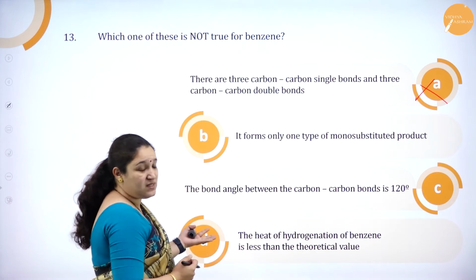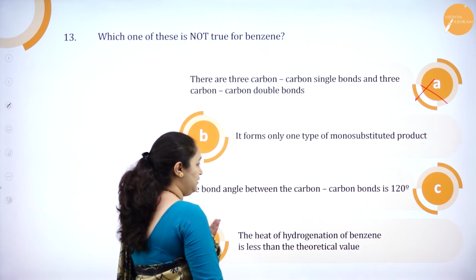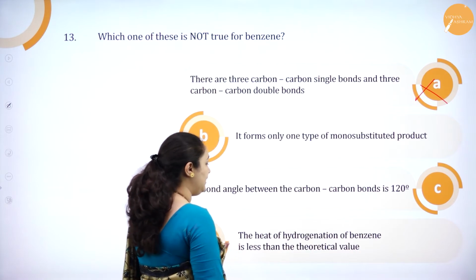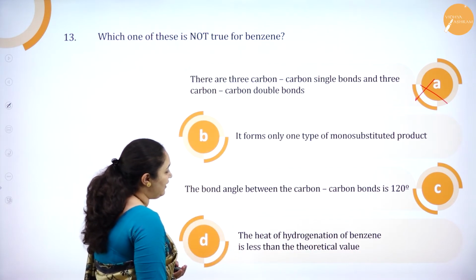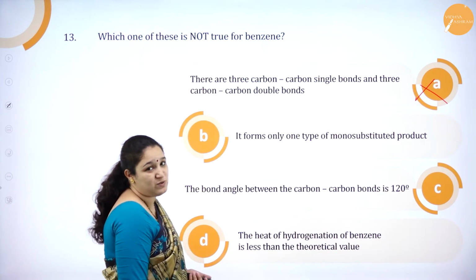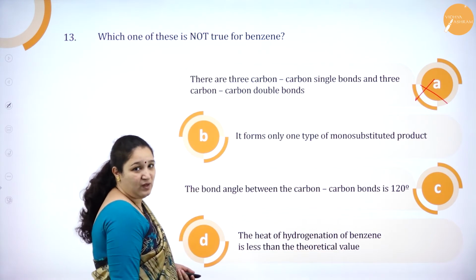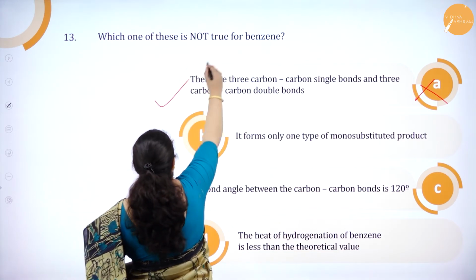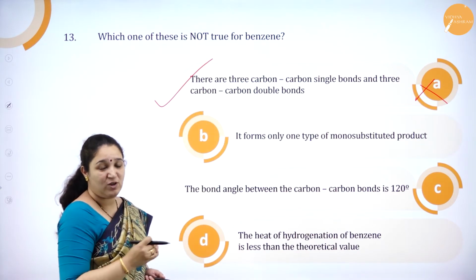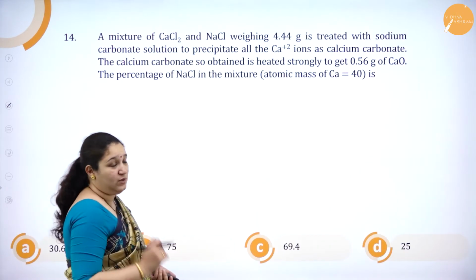We'll see whether the others are right. Option B, it forms only one type of monosubstituted product. It's right. The bond angle between the carbon-carbon bond is 120 degrees. Even that is right. The heat of hydrogenation of benzene is less than the theoretical value. This also is absolutely right. So which is not correct is option A. Okay. So option A is the correct answer for this particular question, because they are asking which is not correct or which is not true. Okay. 14th question.